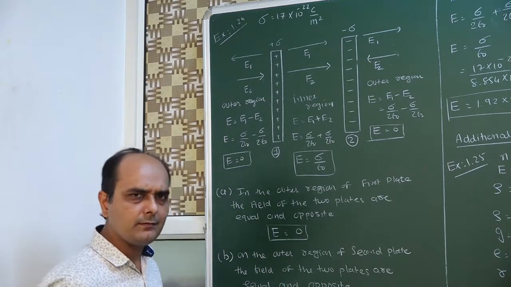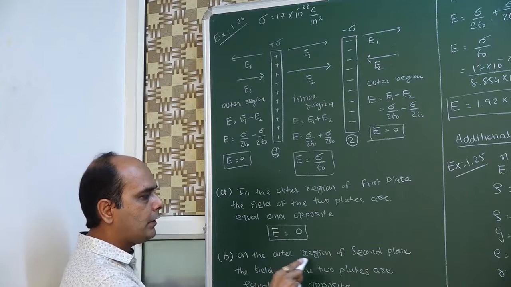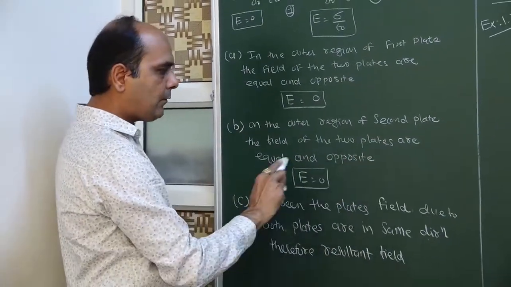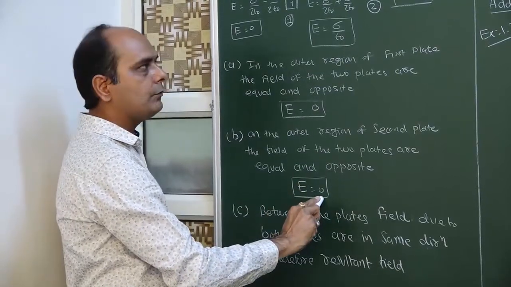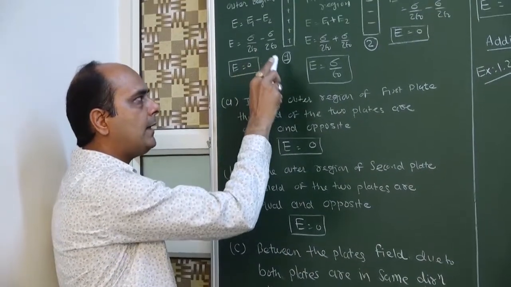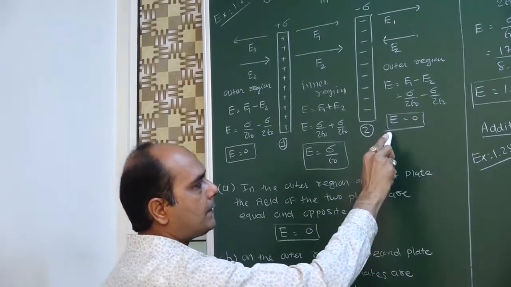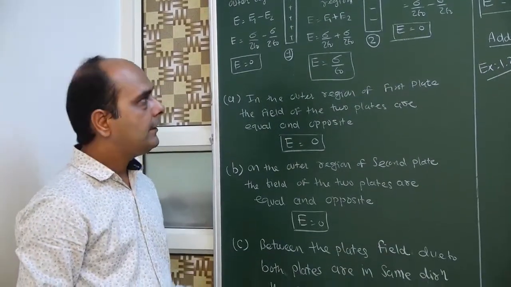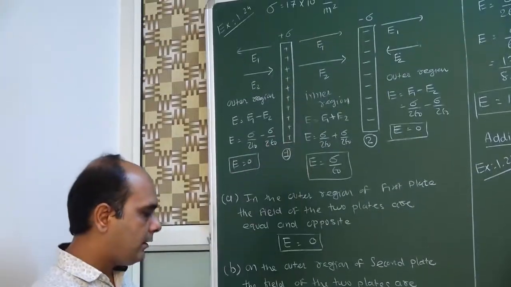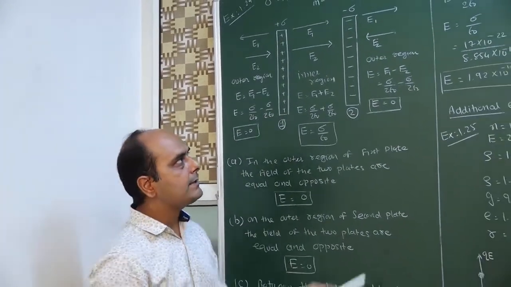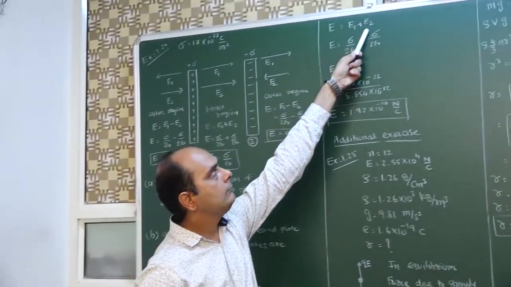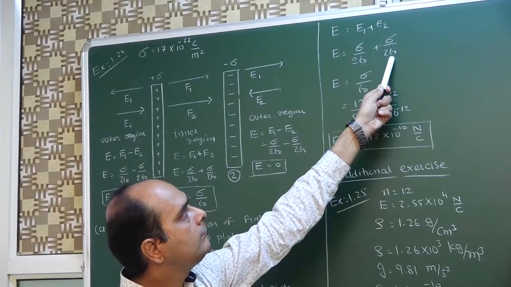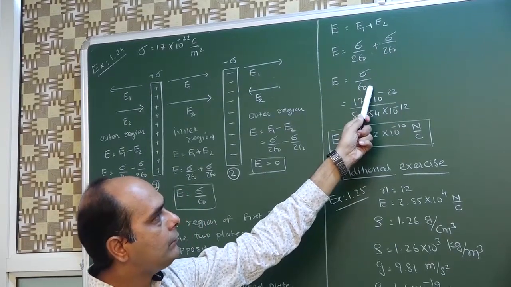The answer is the same on the outer region of the second plate: the fields of the two plates are equal and opposite. Again the answer is 0. So on the left hand side of the first plate E is 0, and on the right hand side of the second plate E is 0. Now the electric field between the plates is in the same direction, so the resultant electric field is given by E1 plus E2, where E1 is sigma by 2 epsilon 0 and E2 is sigma by 2 epsilon 0. Therefore the answer is sigma by epsilon 0.